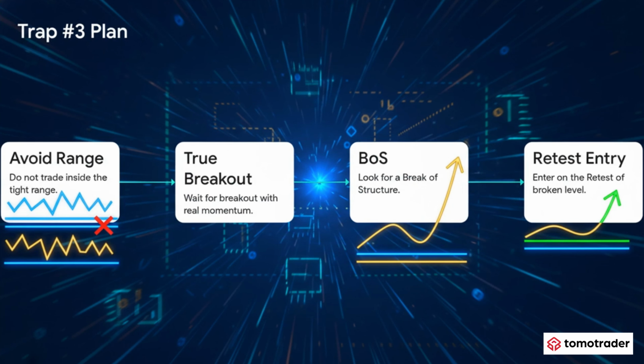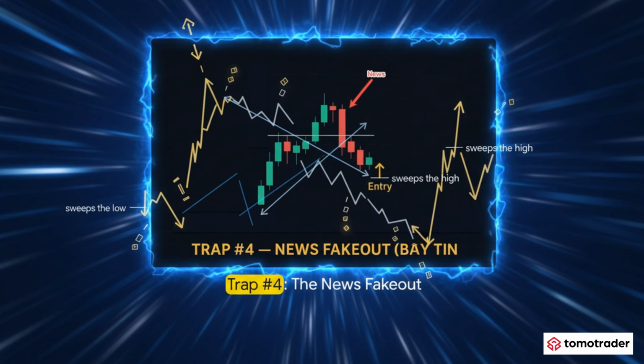So what's your plan of attack here? Simple, stay out of the chop. Do not trade inside that tight range. What you want to do is wait for the market maker to break out of the range with actual momentum. You are specifically looking for a true break of structure, a BOS, and then you strictly enter on the retest of that broken level. Which brings us to arguably the most violent trap of them all.